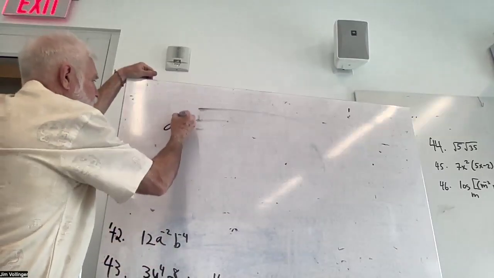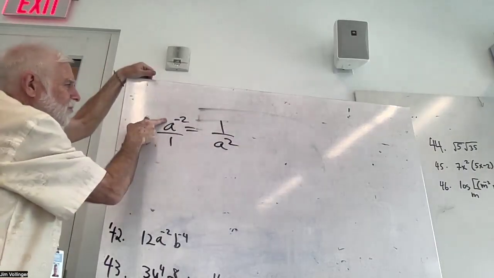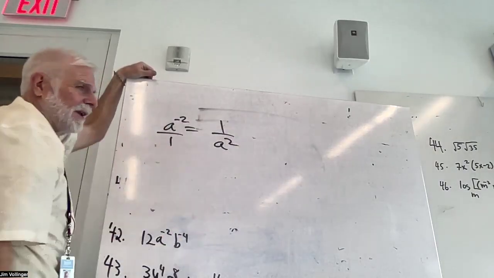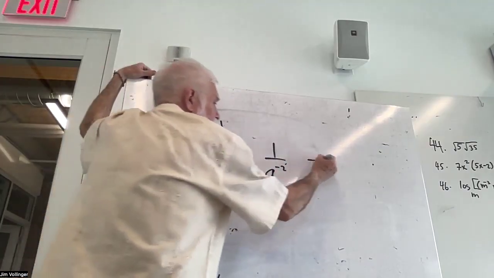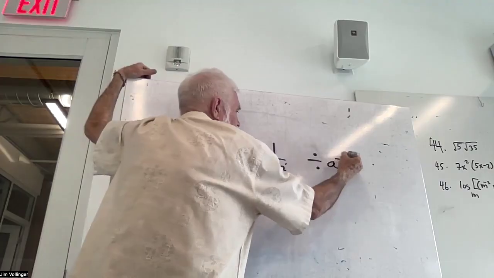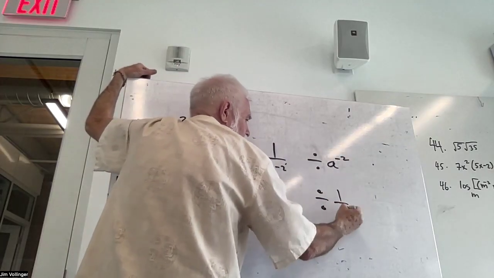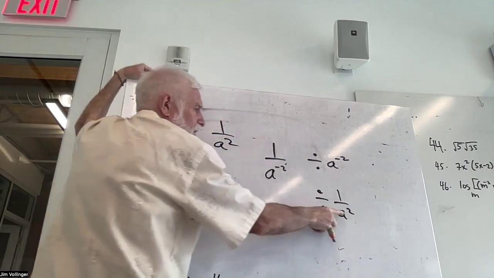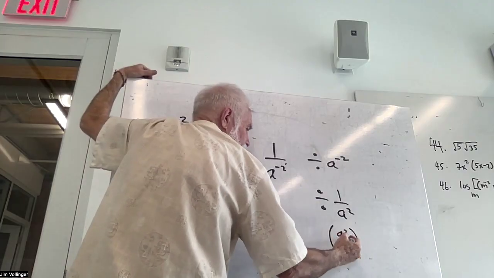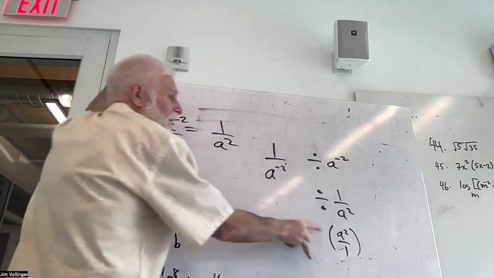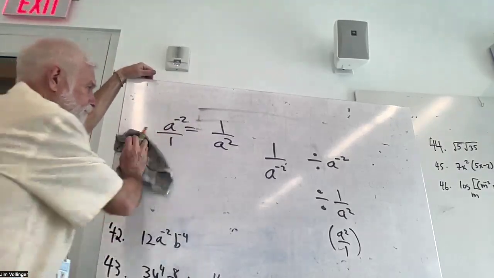a to the minus 2 is 1 over a squared. What used to be negative in the numerator is now positive in the denominator. 1 over a to the minus 2 is a division of a to the minus 2, which we just said could have been written as a division of 1 over a squared. What do you do when you divide by a fraction? You multiply by the reciprocal. So what was negative is now positive. So what am I going to do with my negative exponents?